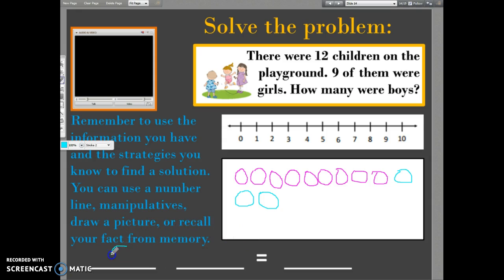So I started with 9 plus, how many are blue? How many blue circles? Those represented the boys. Plus 3, good job, equals 12. That's the addition sentence. Now I am going to do the subtraction sentence.